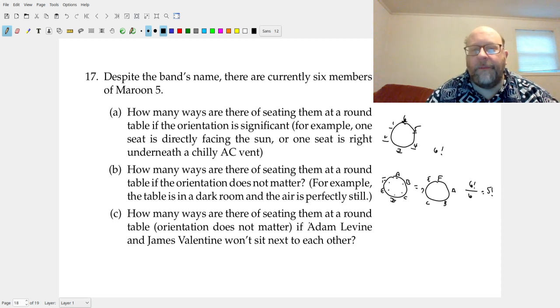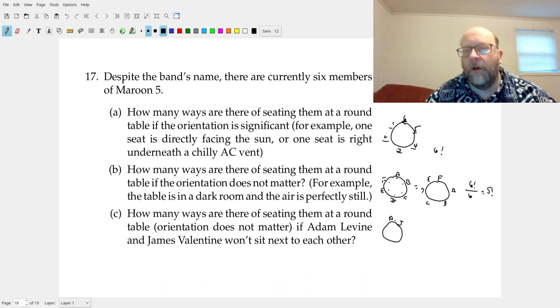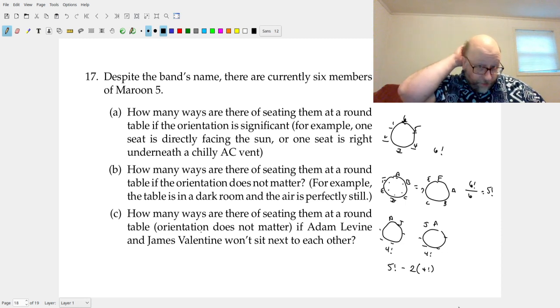How many ways of seating them at a round table if Adam and James won't sit next to each other? Well, there are 2 cases that we want to exclude. Either James is on Adam's left and Adam on James's right, and then there are 4 factorial ways of putting everybody else down. Or James can be on Adam's right and Adam can be on James's left. And then there are 4 factorial ways of doing this. And so 5 factorial, because we're told that the orientation doesn't matter, so we're starting with part B, minus 2 times 4 factorial. That will get us through part C.